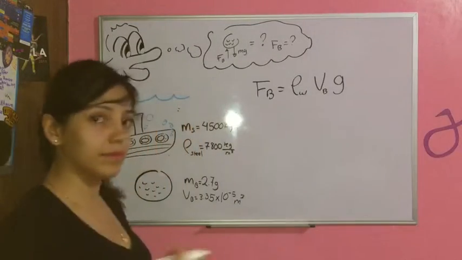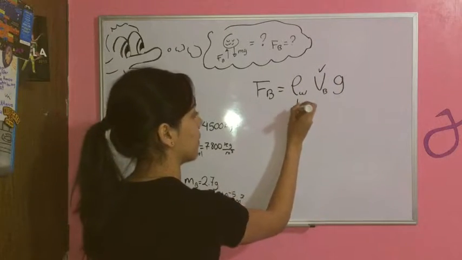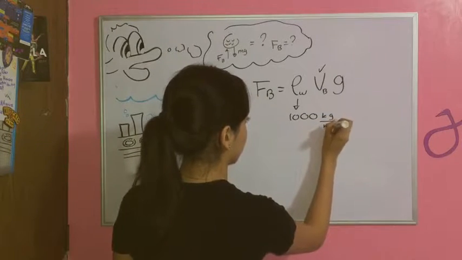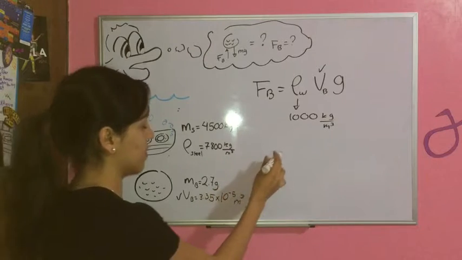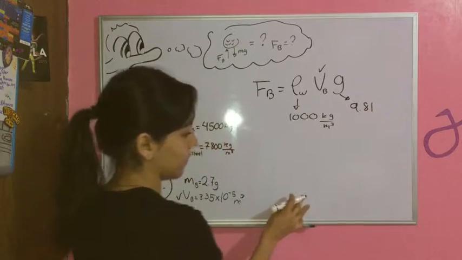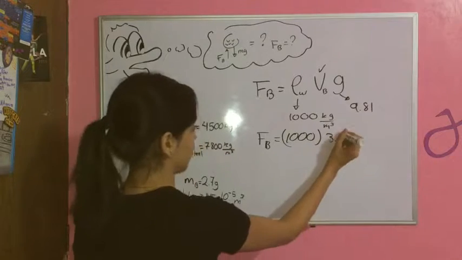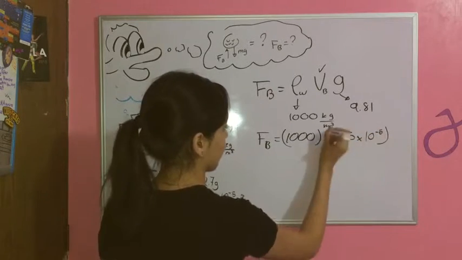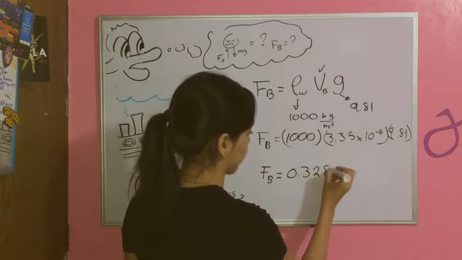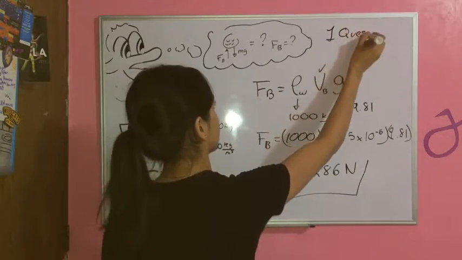So calculating the buoyant force acting on only one ping pong ball is quite easy, because we already have the volume of the ping pong ball, and we'll use the density of water, which is 1000 kilograms per meter cubed, and we'll use the gravity of 9.81. And we only have to replace the values in our equation, and we'll get 0.3286 newtons, since it's a force. Ta-da! And that's how we finish our first question.